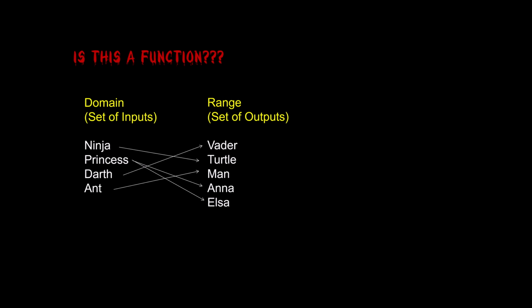Let's take a look here. I've got a new relationship for you. Ninja matches to Turtle. Princess matches to Anna and Elsa. Darth matches to Vader, and Ant matches to Man. Would we consider this relationship to be a function?